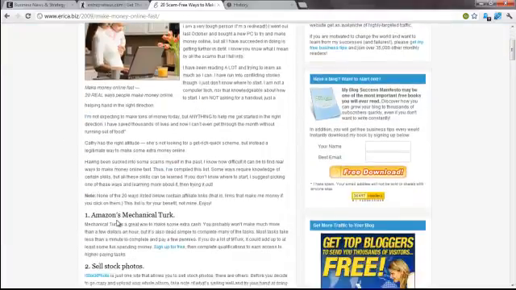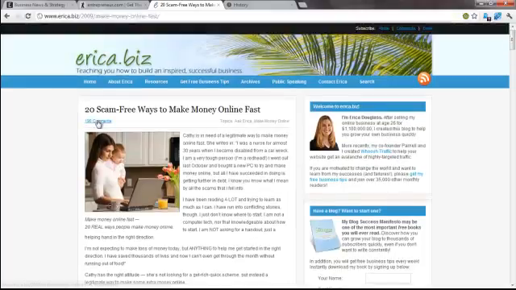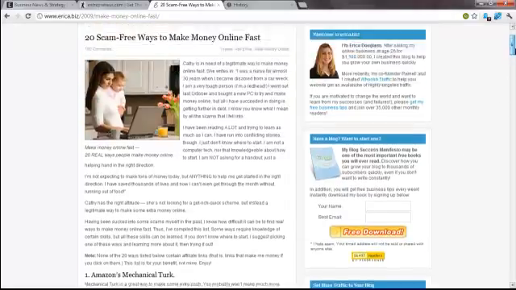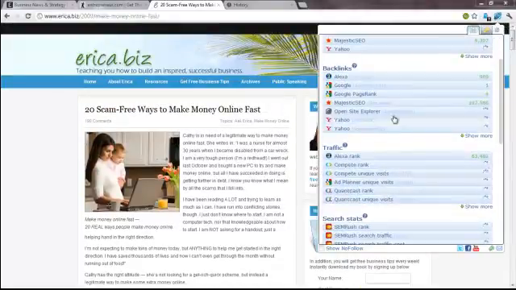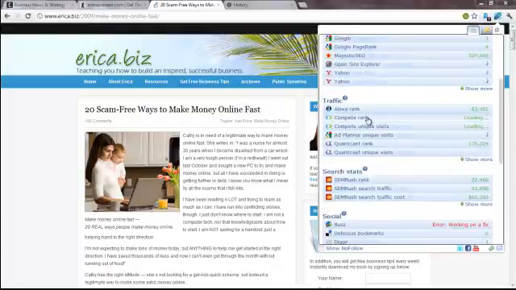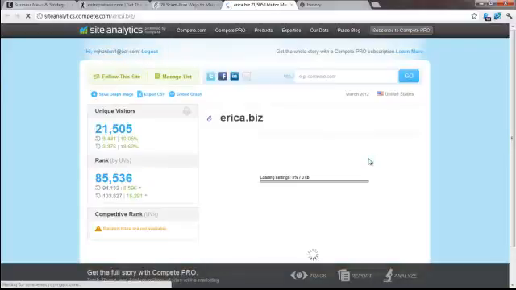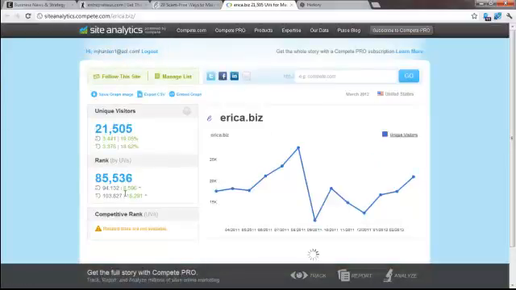let's also see. She's got 190 comments on this article. So that's pretty big. She's got an RSS feed here. And let's go ahead and pull up her traffic numbers. We want to know if she's way above, way below. So here it's reporting 21,000 US uniques.